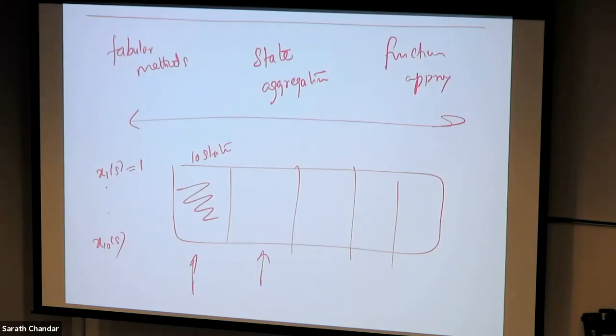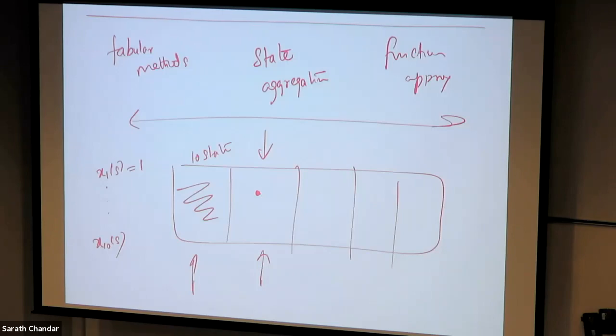Okay, so now you can do gradient method or semi-gradient method. Essentially when you're doing gradient method here, the gradient for this particular state, when you are seeing something from this state, is going to be 1, and the rest of the states are going to have 0 gradient, and so on. Is that clear?